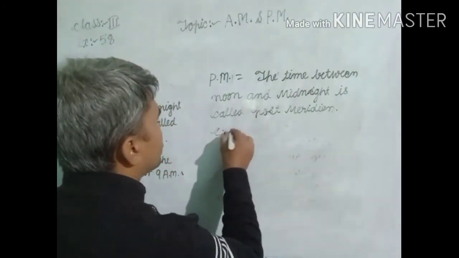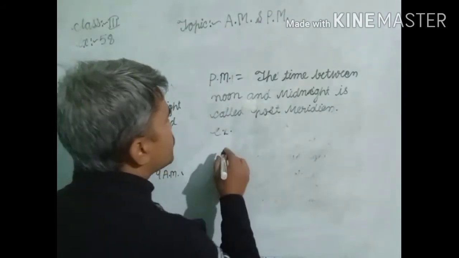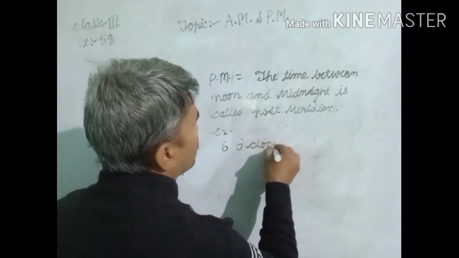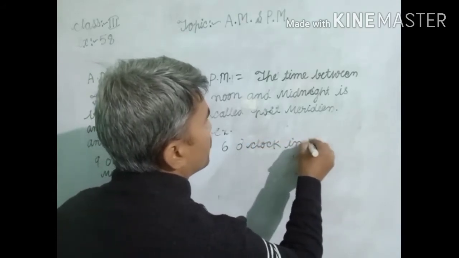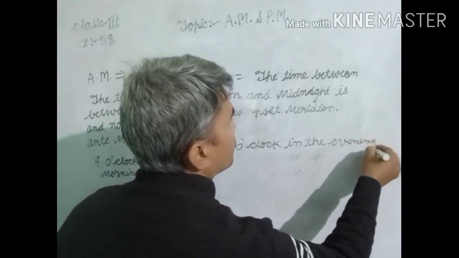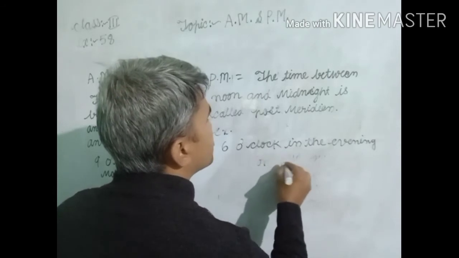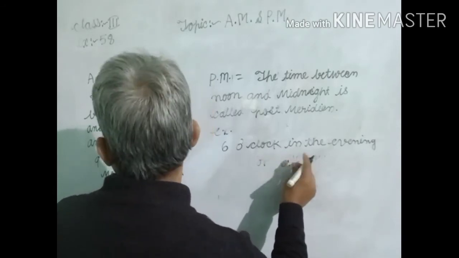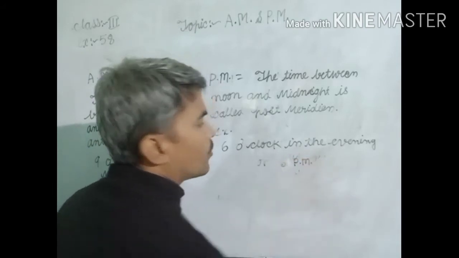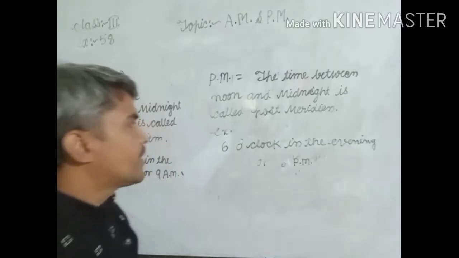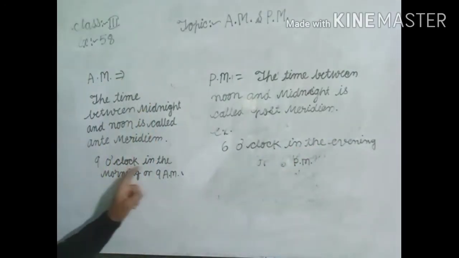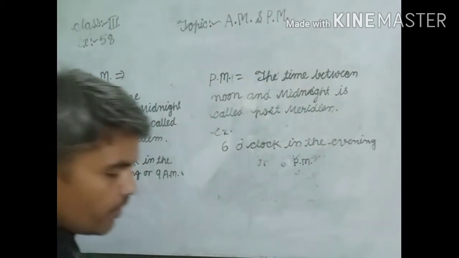Example: 6 o'clock in the evening is 6 p.m. In this way, we represent 6 o'clock in the evening as 6 p.m. and 9 o'clock in the morning as 9 a.m.